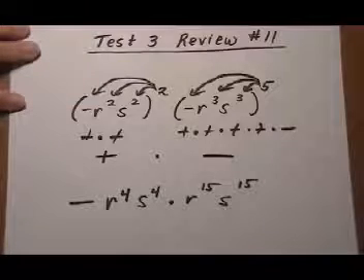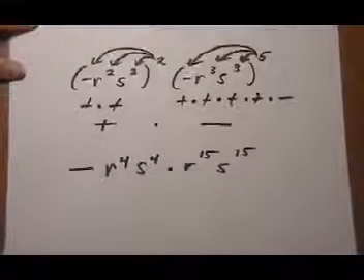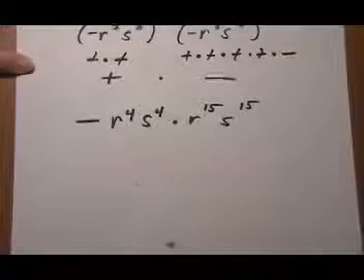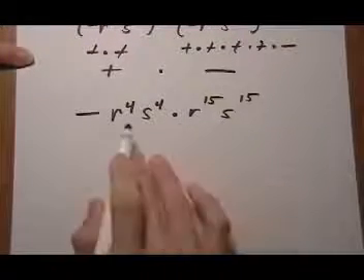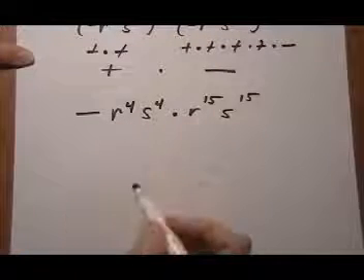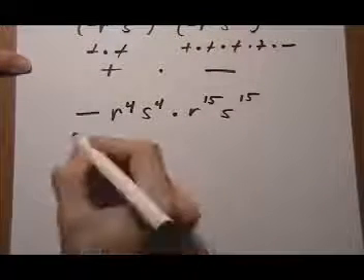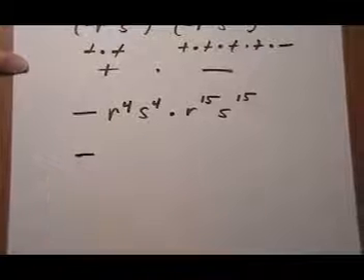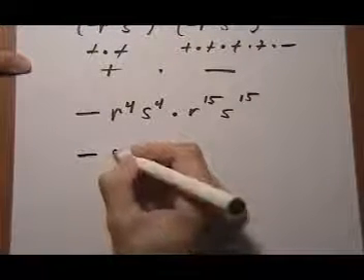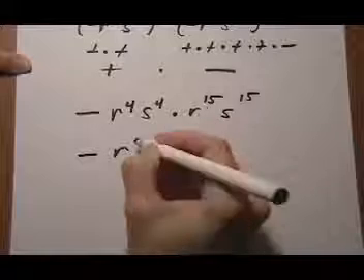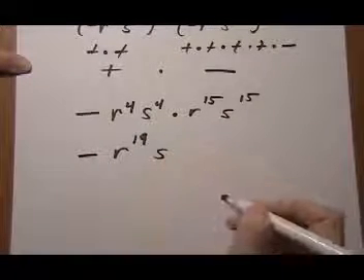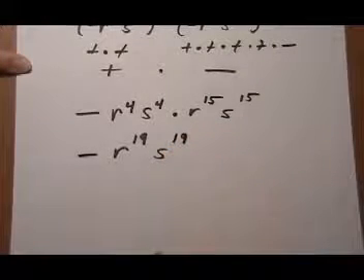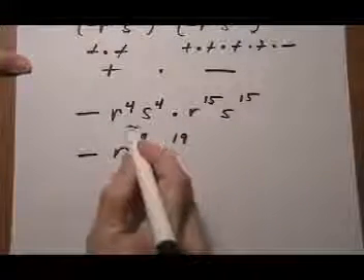So we've taken care of the power rules, and now we can take a look and see if we have like bases being multiplied together, and we do. We have an r and an r, s and s. Like bases being multiplied, we're going to add the exponents using the product rule. So the minus sign just tags along, and then we do r, keep the base, add the exponents, 4 plus 15. Then s, keep the base, add the exponents, 4 plus 15 again. So our final answer is minus r to the 19, s to the 19.